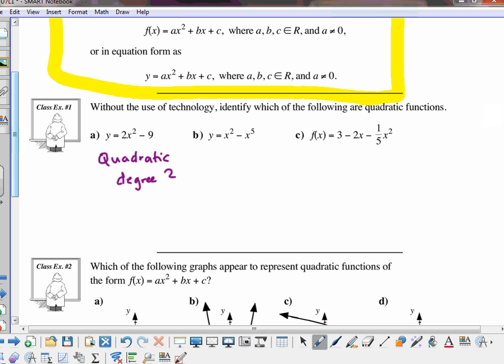How about the next one? Is that going to be a quadratic? No, it's not. It's neither. Why? What's the degree of this function? 5. The highest power is 5. We want the highest power to be 2. And the next one, the highest power of x is 2. Yeah, it's degree 2, so it's quadratic.